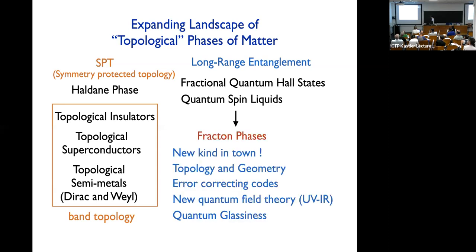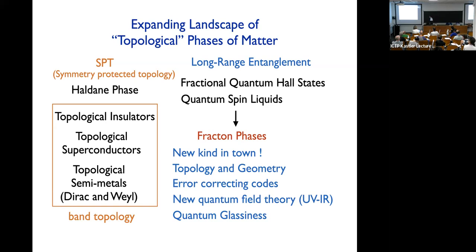So now I'd like to introduce what we call the fracton phases. This is a new kid in town. As usual, they get a lot of attention, especially from theorists. It turns out these phases depend not just on topology, but also on the geometry of the system, so you have to worry about both. And these phases have enormous ground state degeneracy. Because of that, a lot of quantum information people want to think about this as an error correcting code, because there's so much redundancy in the ground state that you're not going to make a mistake very easily.